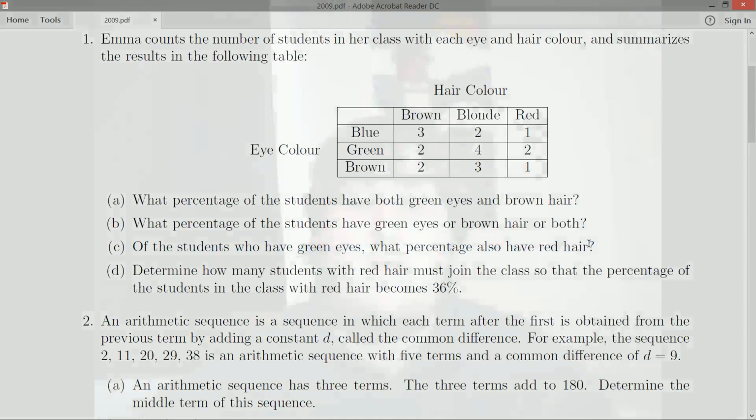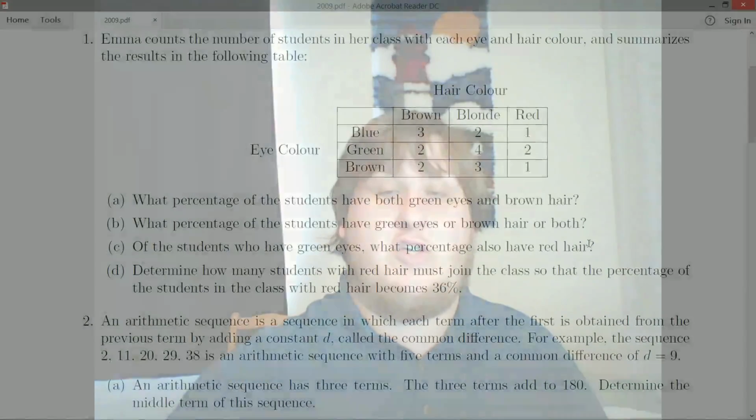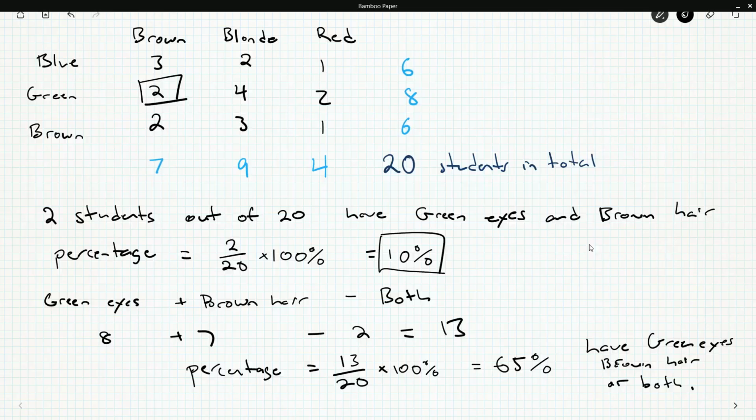How are we going to do this? The exact same way we've been doing everything. Percentage is calculated by how many things we're looking at, how many of the things that we want to have happen, in this case green and red, over how many things in total, in this case since we're out of the students who have green eyes, the total number of students with green eyes. Multiply that by 100%. Okay? And just a sentence or two of explanation, I think we're all set.